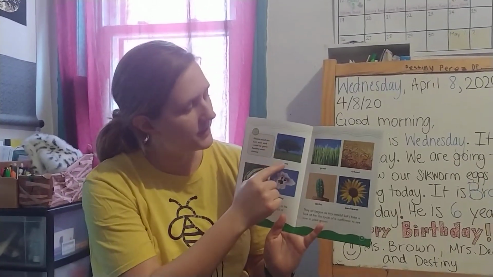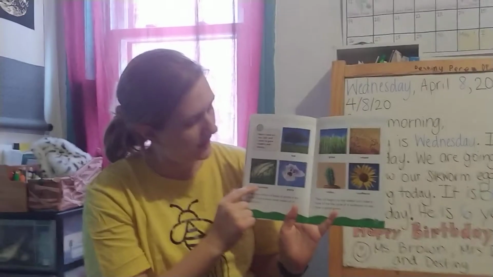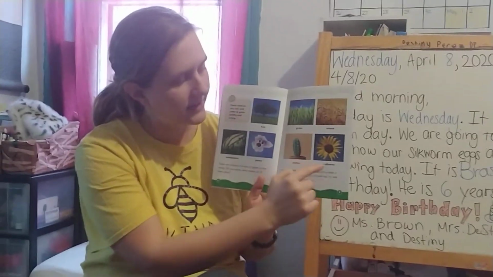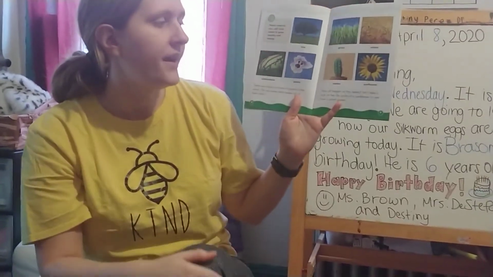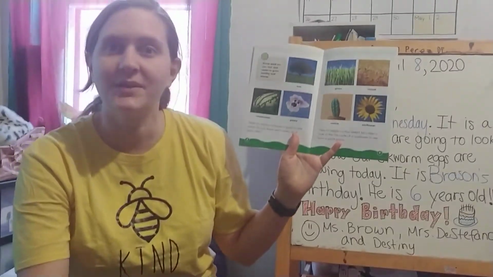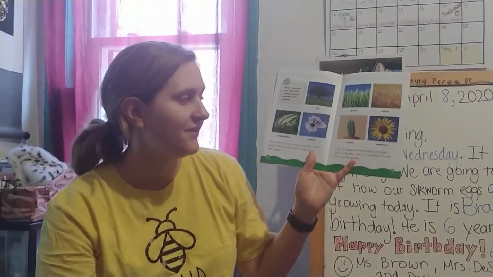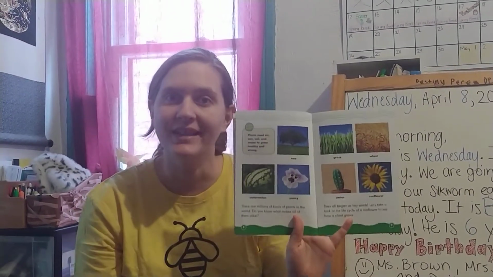There are millions of kinds of plants in the world. Do you know what makes them all alike? And then from there, these pictures have labels. This is a tree, a watermelon, a pansy, grass, wheat, cactus, sunflower. They all begin as tiny seeds, which we saw in our video when we planted them. Let's take a look at the life cycle of a sunflower to see how a plant grows.